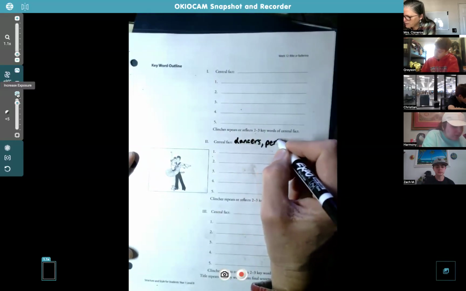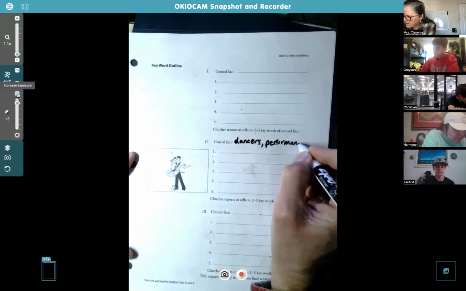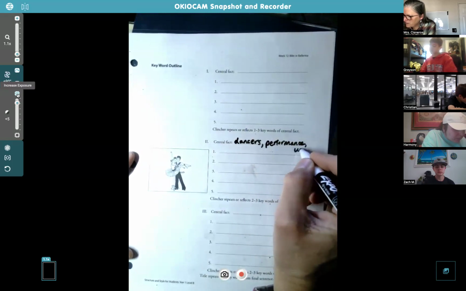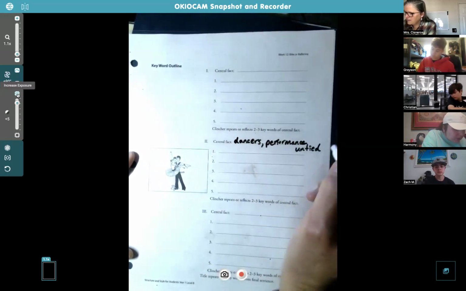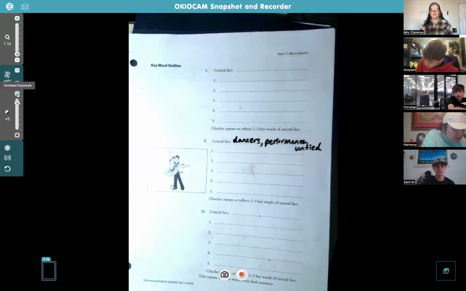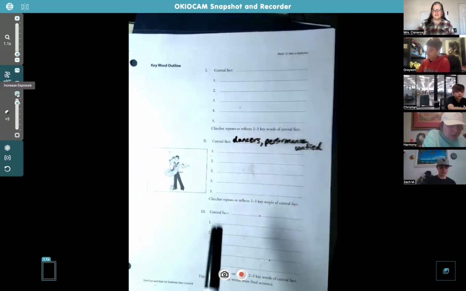I'm going to put performance. And then I'm just going to put that word untied because her shoe is untied. So obviously they're either going to trip and fall or her shoe's going to fly off her foot into the audience or who knows what. You guys can decide. For the central fact on these two, you're going to completely make it up.